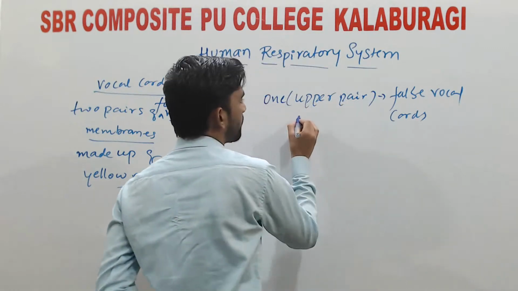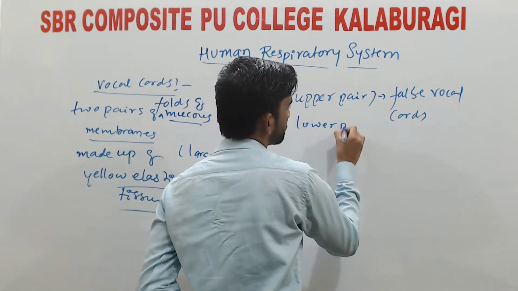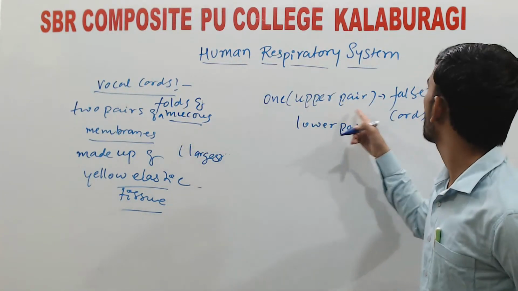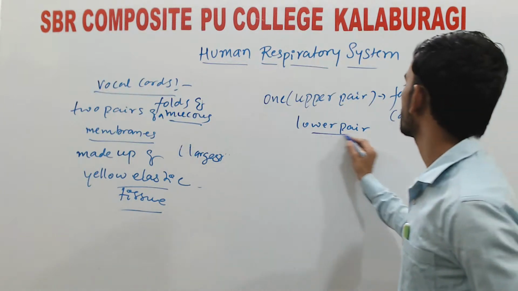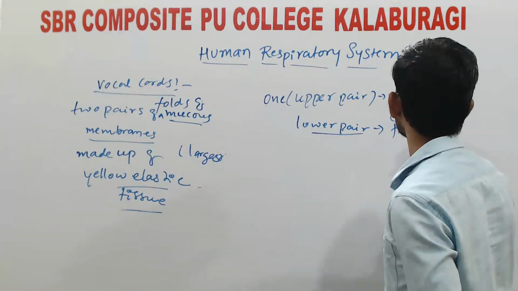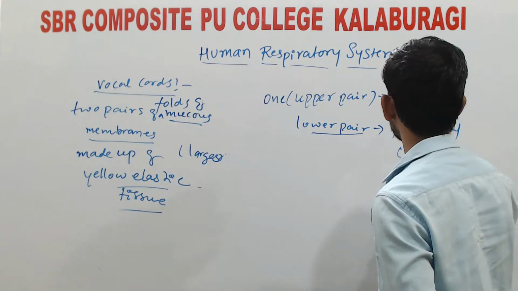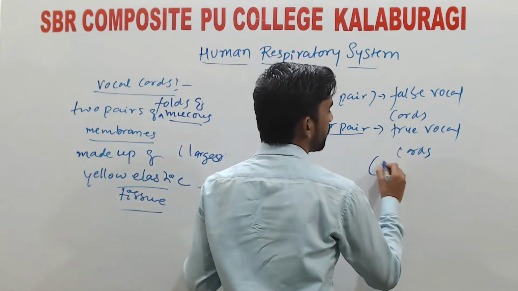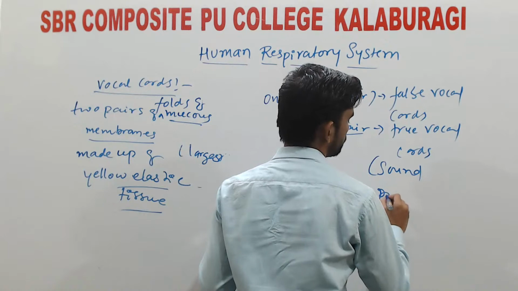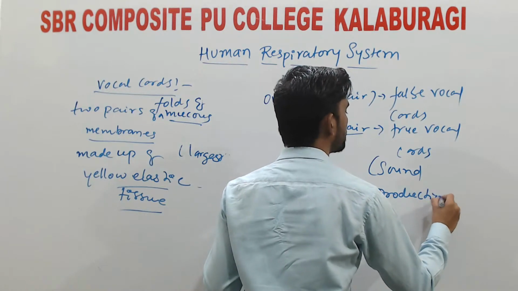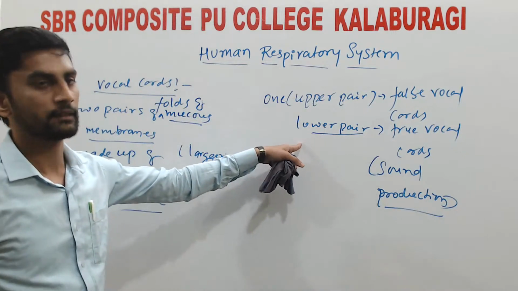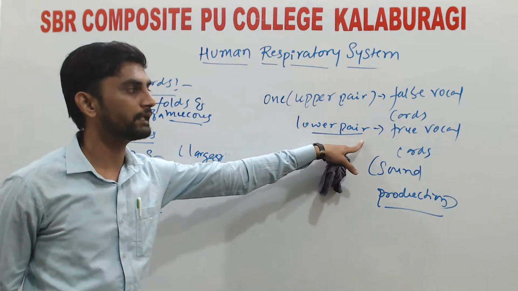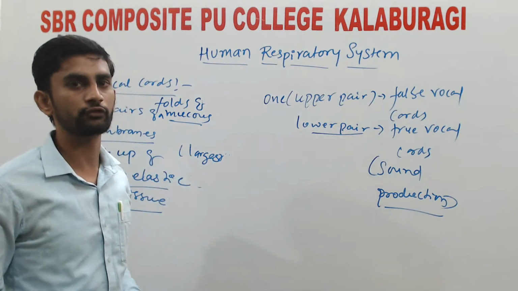Then the next pair, the lower pair. I have already told you that vocal cords are two pairs: the upper two are false vocal cords, and the lower two are true vocal cords. Sound production is mainly done by the true vocal cords. False vocal cords will be involved in that process, but the sound is actually produced by the true vocal cords.